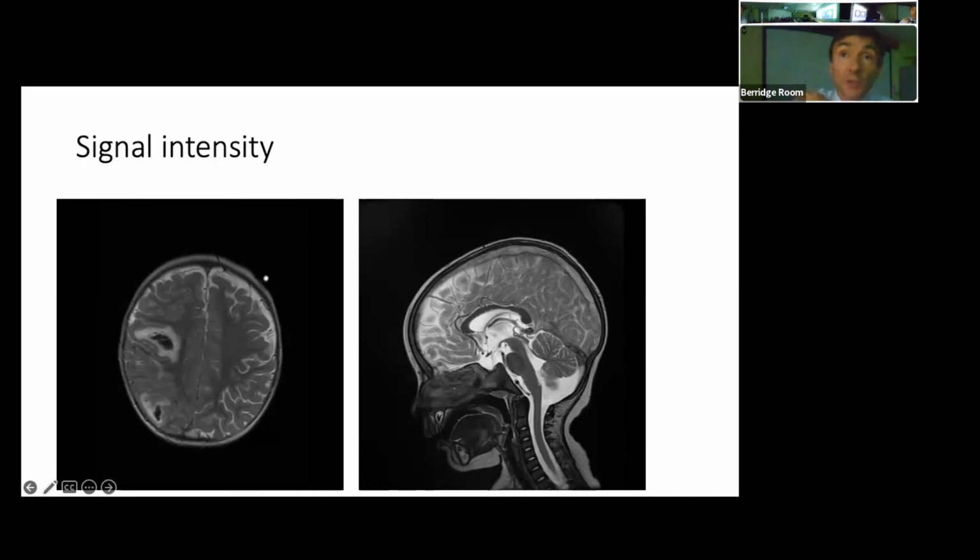But yes, on this sagittal, you can see the high signal on the T2, where we should see low signal in the sagittal sinus. This was also abnormal in the straight sinus, as we've already shown, but it's got a mixture of high and low signal in it.